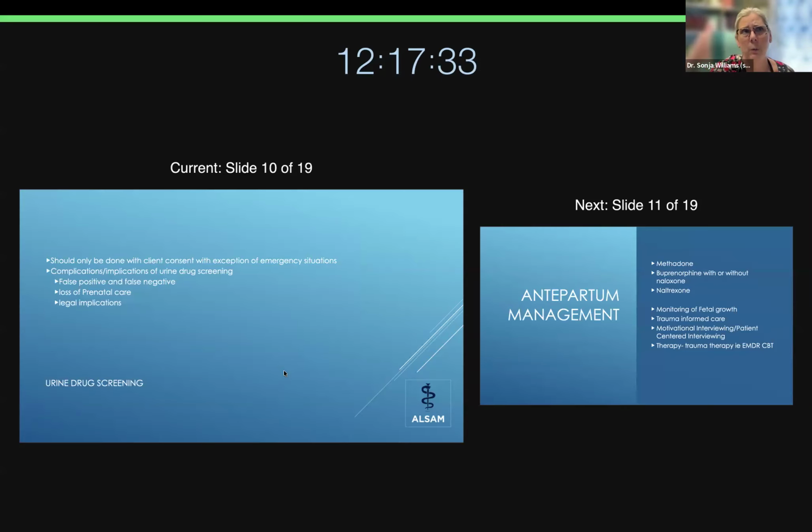So again, in drug screening, we want to be very careful about who we're testing, when we're testing. Again, the concerns for that are legal implications. There are false negatives as well as false positives on all of our testing. And loss of prenatal care is a documented issue, especially in states where chemical endangerment laws are in place. We know that women who do a urine drug screen and it comes back falsely positive, falsely negative, or even accurate may not seek or continue to seek prenatal care based on legal repercussions or concerns about legal repercussions, whether they be true or false.